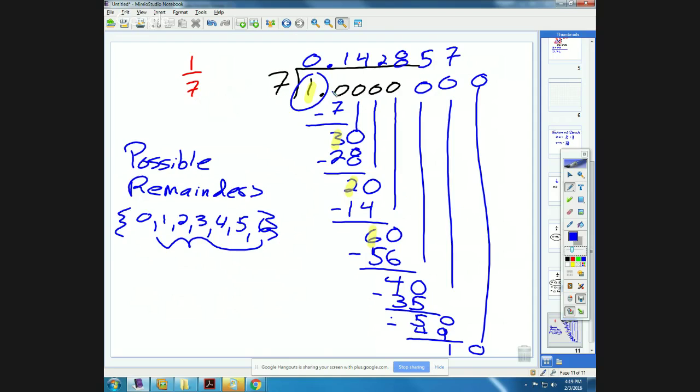So what is the repeating pattern here? What would I put a bar over? The whole thing. The whole 1, 4, 2, 8, 5, 7. So whip out your calculator, hit 1 divided by 7, and see if that pattern pops up.